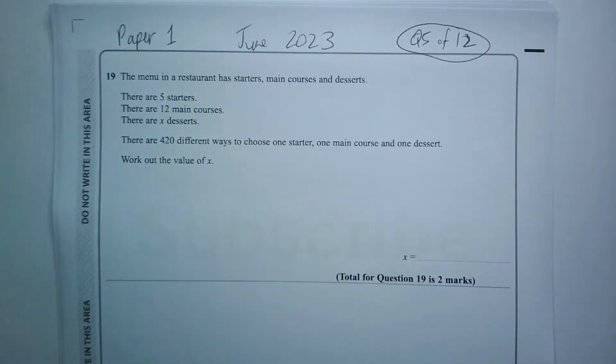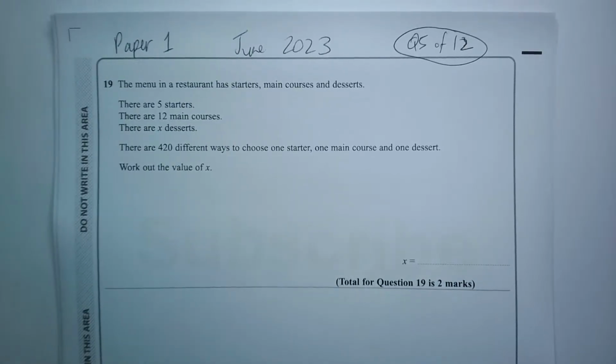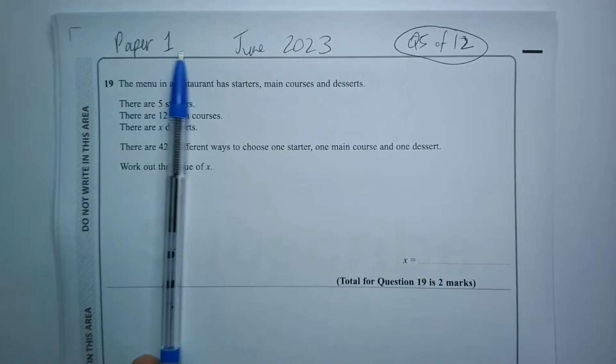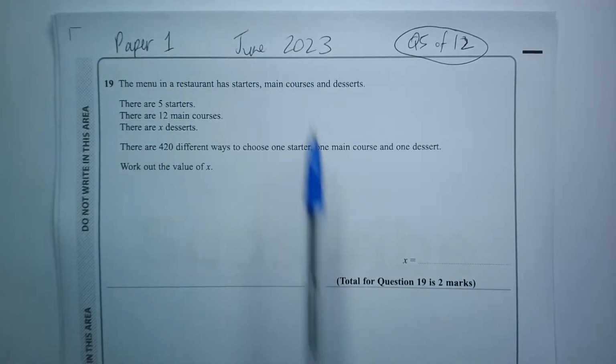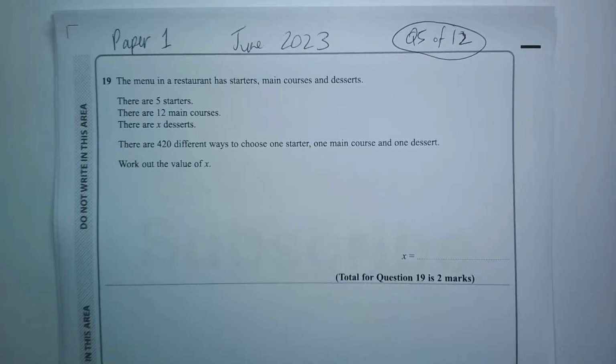Let's go to question number 5 of 12. So question number 5. This is from paper 1, that's non-calculator, from June 2023. Press pause and have a go. When you're ready, press play for the answer. Or if you're stuck, then you can also press play. Let's go through this one.